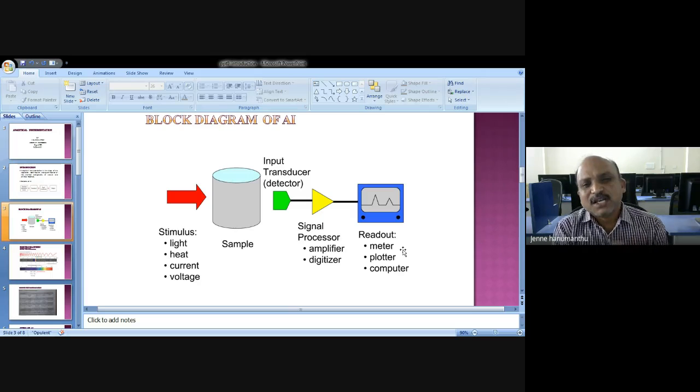So in this, if you want to analyze any sample, any chemical sample, any powder, mixtures, compounds, it can be done with the help of all these processing elements. Without these processing elements, without this instrumentation, there is no analysis. So this block diagram represents the exact meaning of analytical instrumentation.